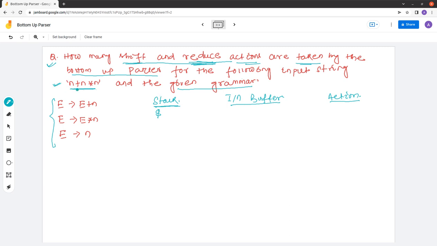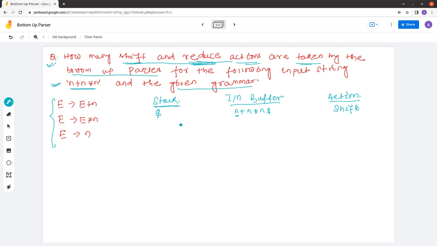This is the input string n plus n star n, and at the end we write $. So at the initial stage the stack contains only $ and the input buffer contains the input string n plus n star n. Remember the first action. What is the first action? The first action is always shift action. So shift means I'll shift this n, the first element of the input buffer, into the stack.